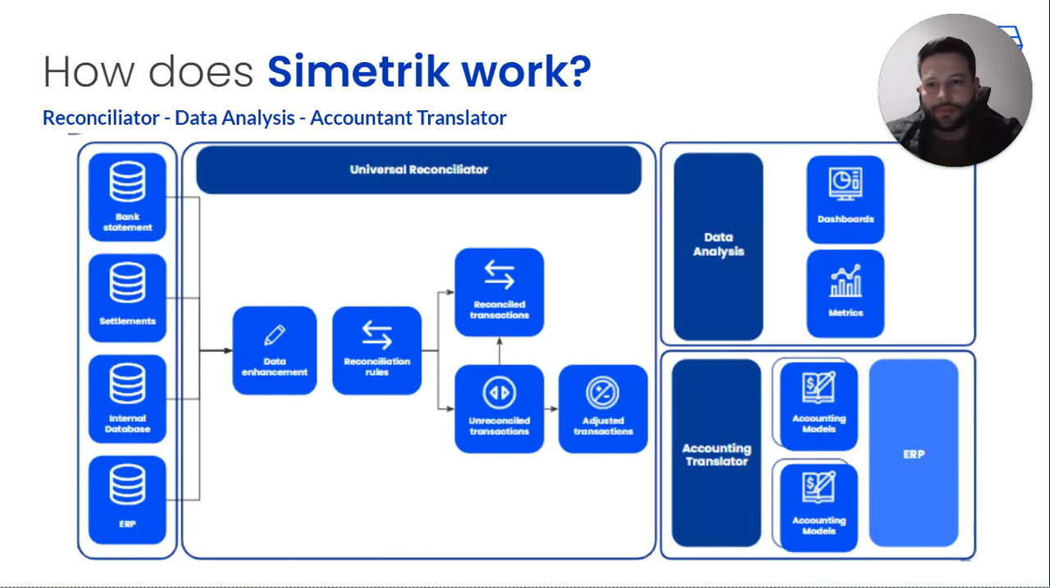How does Symmetric work? In the beginning, you have the sources, which are going to be sent to Symmetric in a reconciliation. There you will have different results that can be put in the data analysis, which is another feature that we have for dashboards and metrics, and also the accounting translator that is going to take all the entries to the ERP.